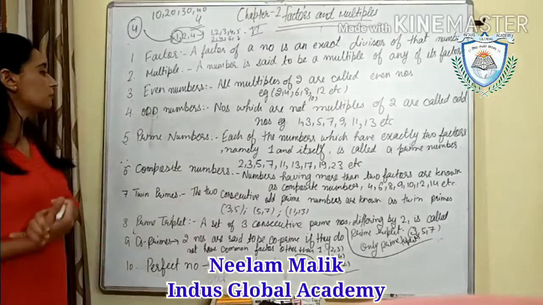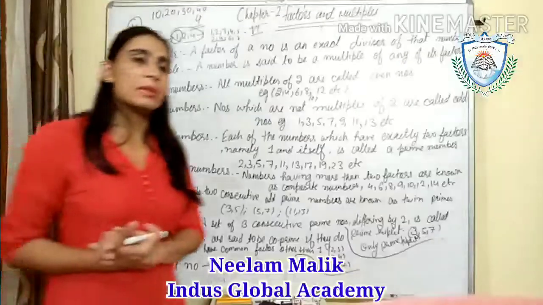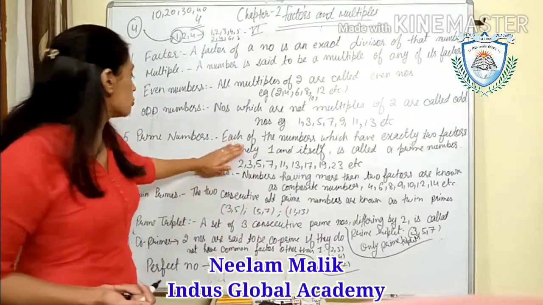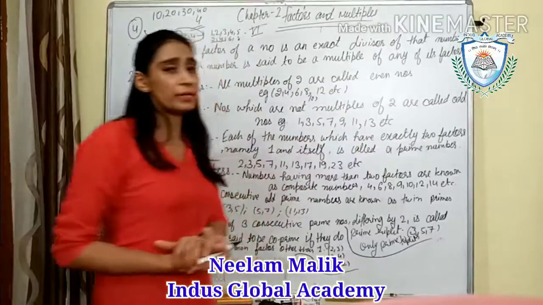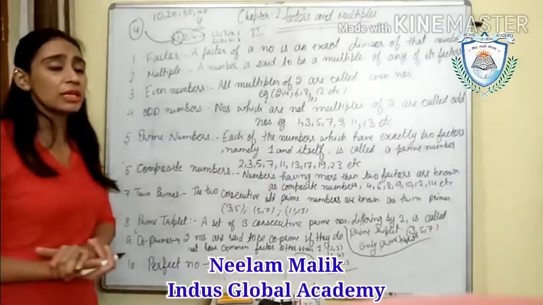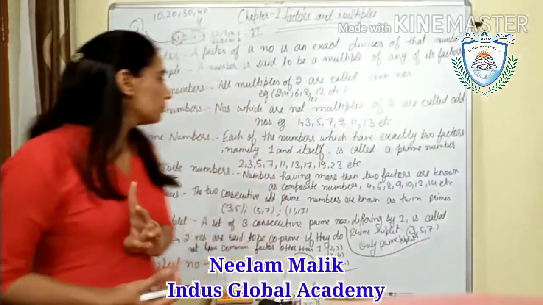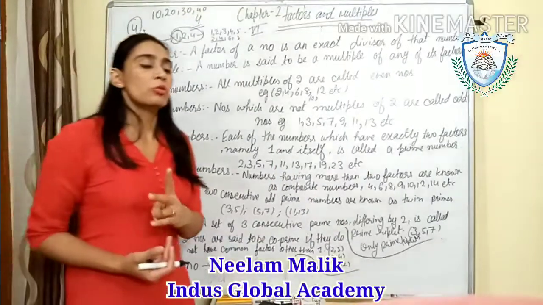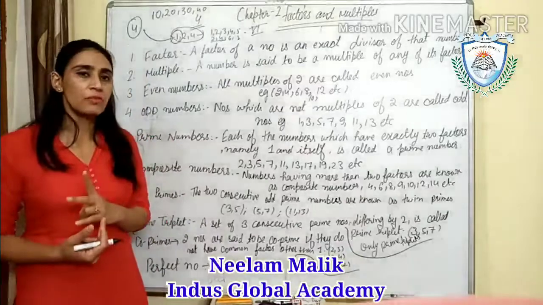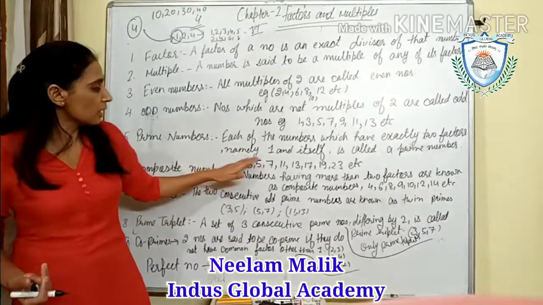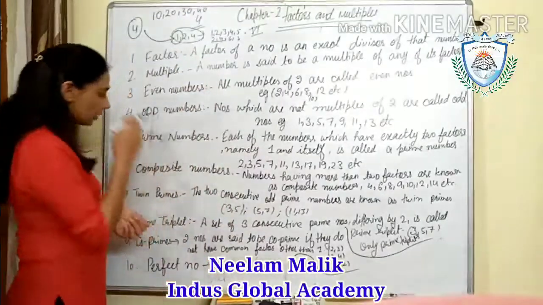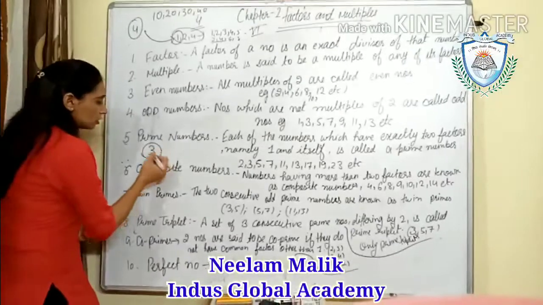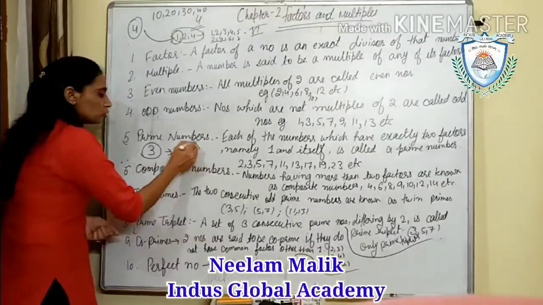After that, the prime numbers and the composite numbers. What are the prime numbers? We have already done prime numbers. A prime number is a number which has exactly 2 factors. Which factors should it have? One is the number itself, another is 1. So here, namely 1 and itself. Suppose I am talking about 3. What are the factors of 3? 3 comes in the table of 1 and then 3. So there are only 2 factors.